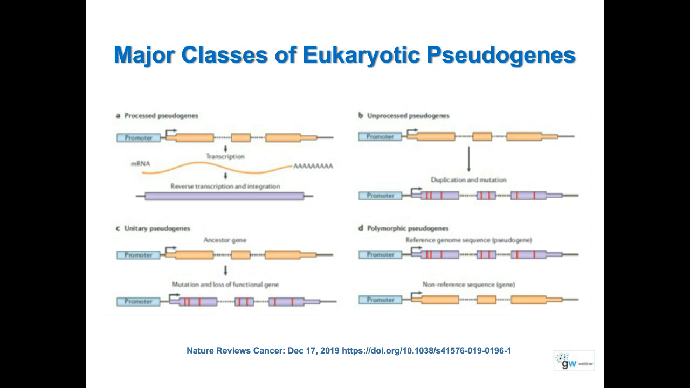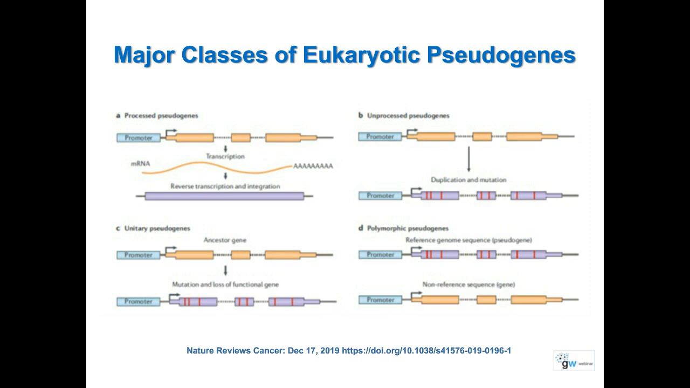In figure B, we have the unprocessed pseudogene. Here again, it has all the introns and exons. But the red vertical lines show the mutations that are acquired in the duplicated segment of DNA inserted into different locations. Because of these mutations, they become different and are not functional. So this is the unprocessed pseudogene. The third category is the unitary pseudogenes. That means they are located in the same location, but they acquire new mutations during evolution and become non-functional. So this is the third category.